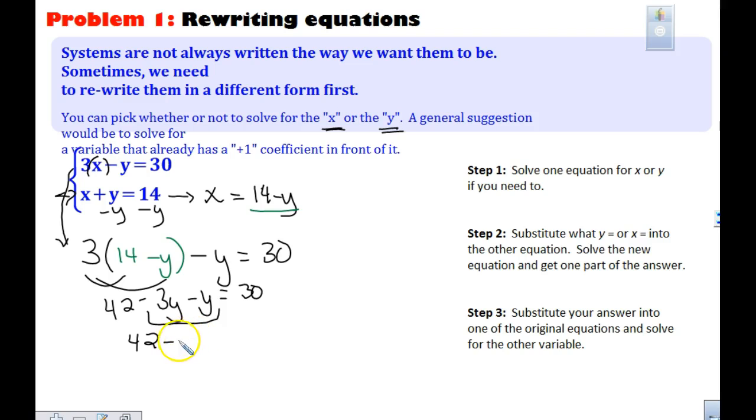I can put a negative 4y. Do some of you like to put plus a negative? Would it matter? So either negative 4y equals 30, or you could have plus a negative, right? As I'm looking at that, Ashley, next step in solving for y.